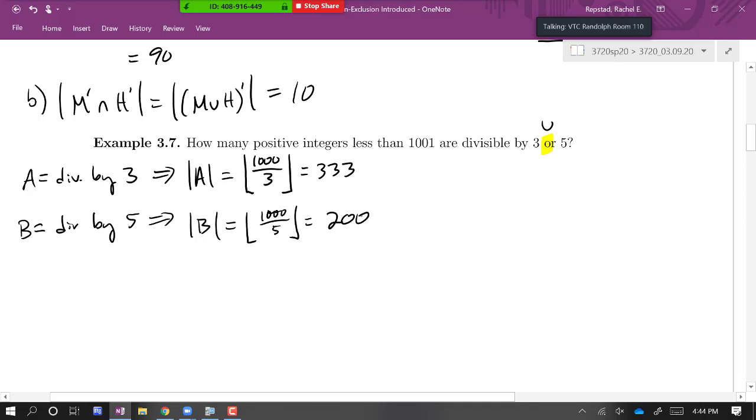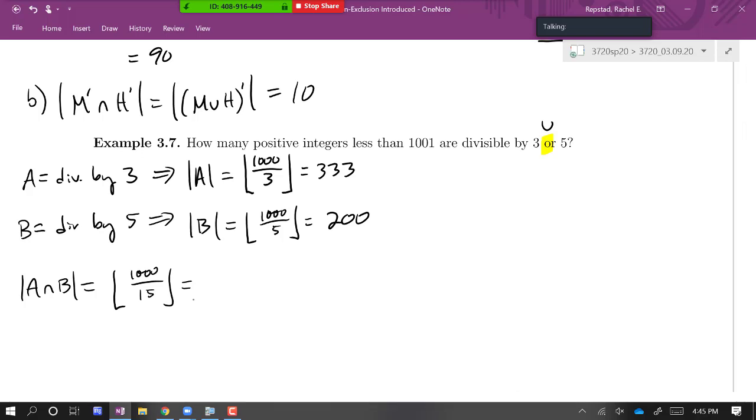Yeah. So there's 200 divisible by 5. Now if I just add those up, I've double counted some integers. In particular, I've double counted 15, right? That's divisible by 3 and 5. I want to remove those. So the integers that are divisible by both 3 and 5 are precisely the integers that are divisible by 15. So the size of A intersect B, I'm going to take 1,000 divided by 15, apply the floor function. And we get 66.